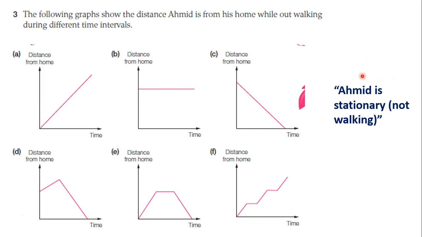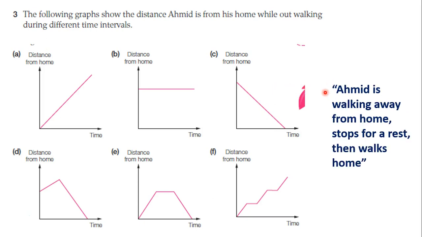The next one, Ahmed is stationary, not walking. So remember, if he's not moving at all, then his position on the vertical axis on distance shouldn't be changing. It should just stay the same. So it must be B, this one. So his distance is not changing. As time is moving along, he's staying in the same place. So he's stationary. So that one is B.